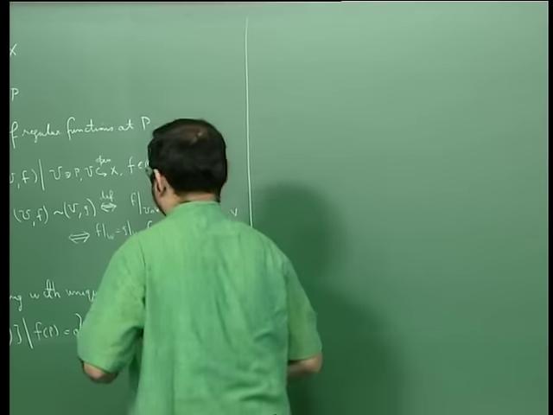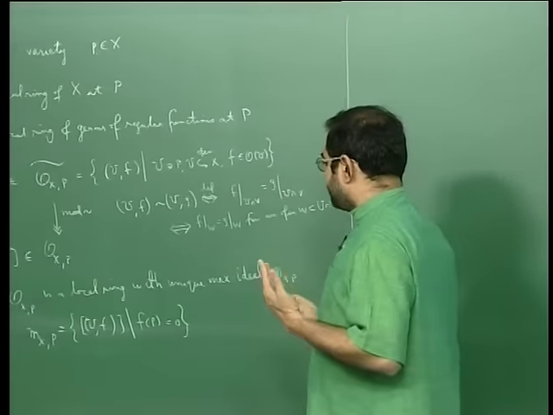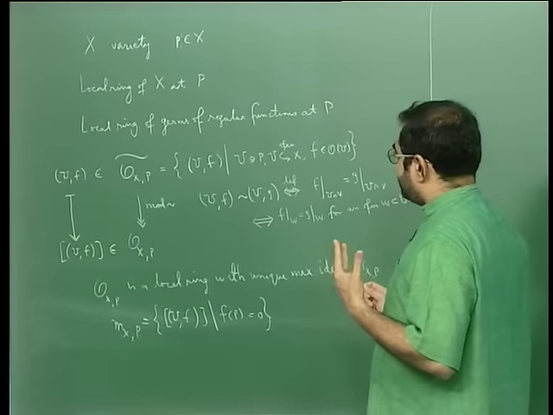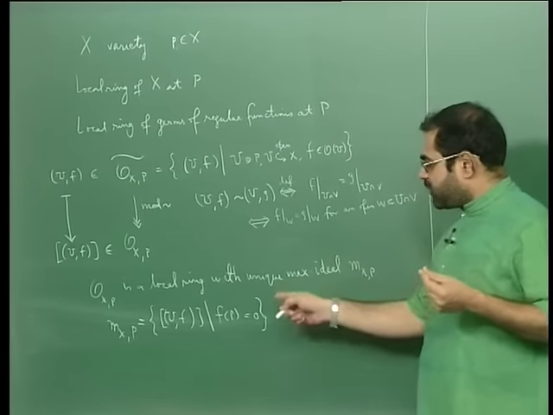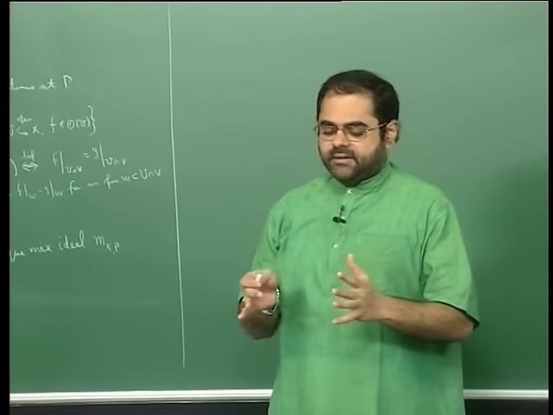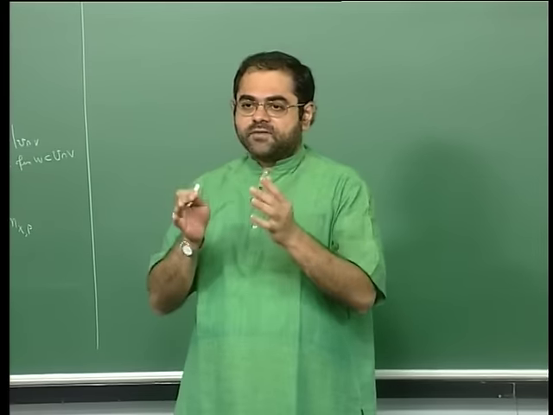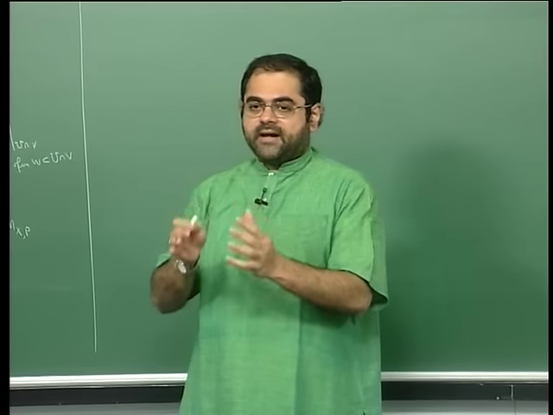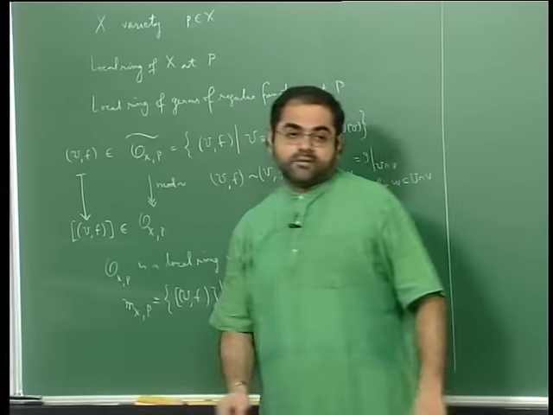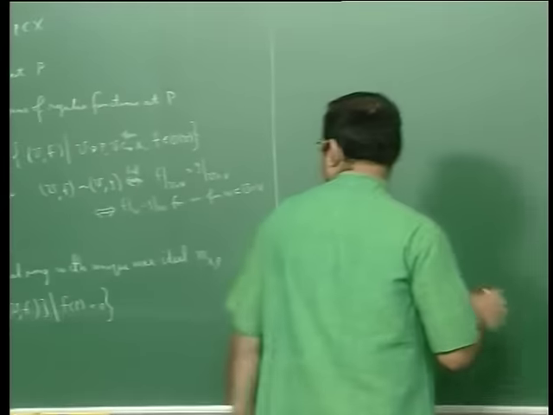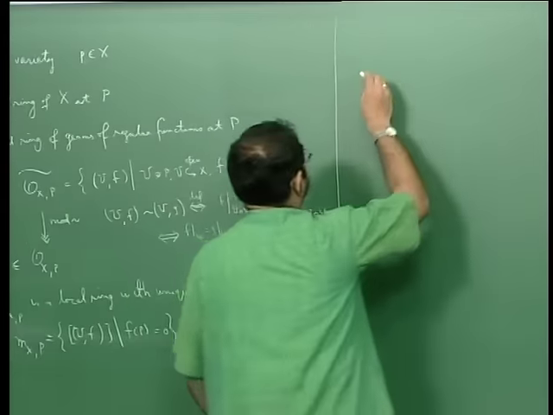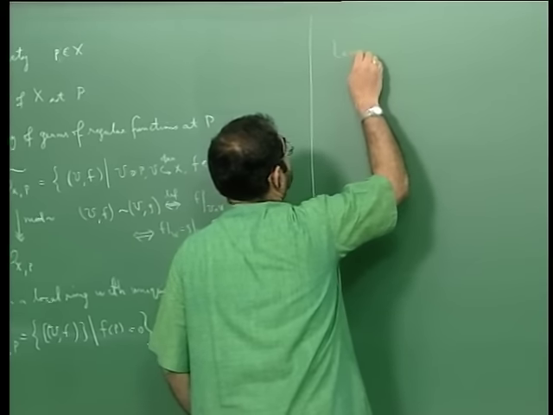So the point is, focusing attention at a point, which means trying to study regular functions at a point, commutative algebraically boils down to studying local rings. Now the point I want to make is, why is this important? So here is the lemma.